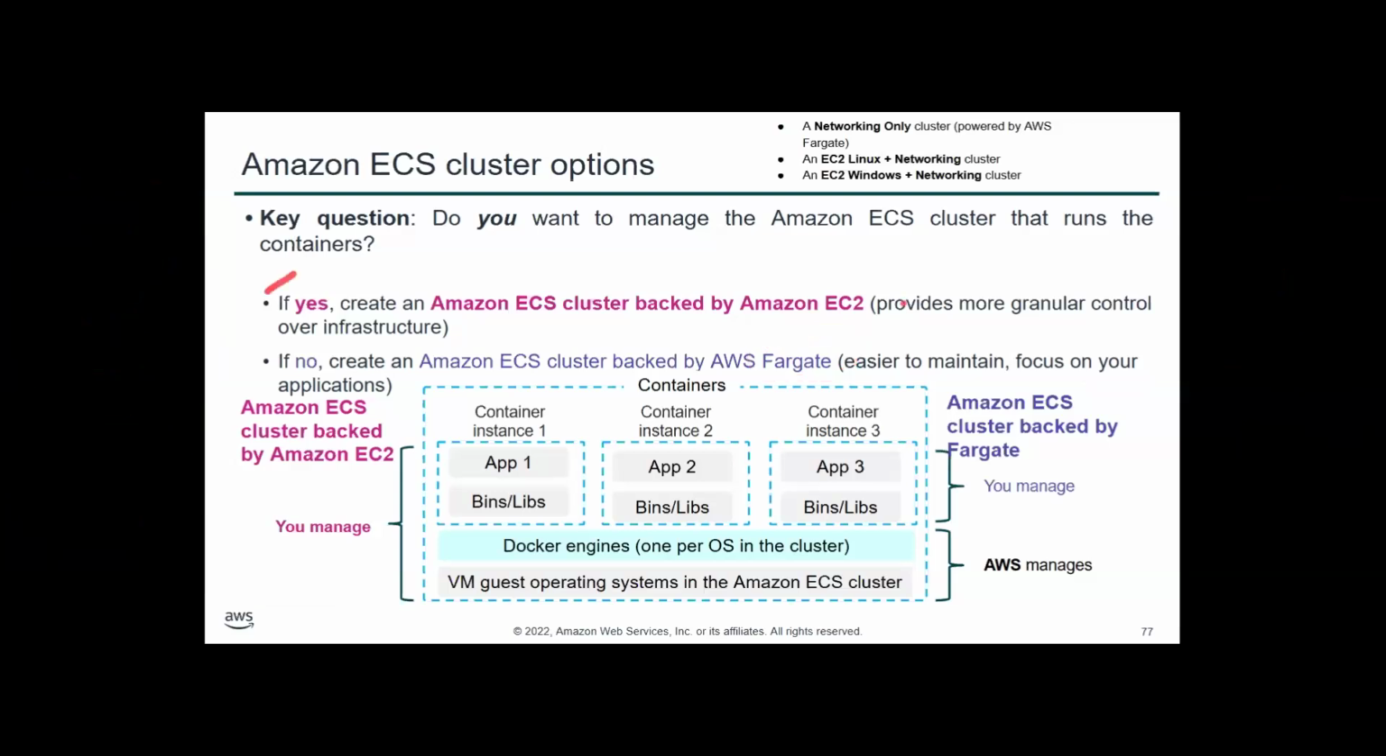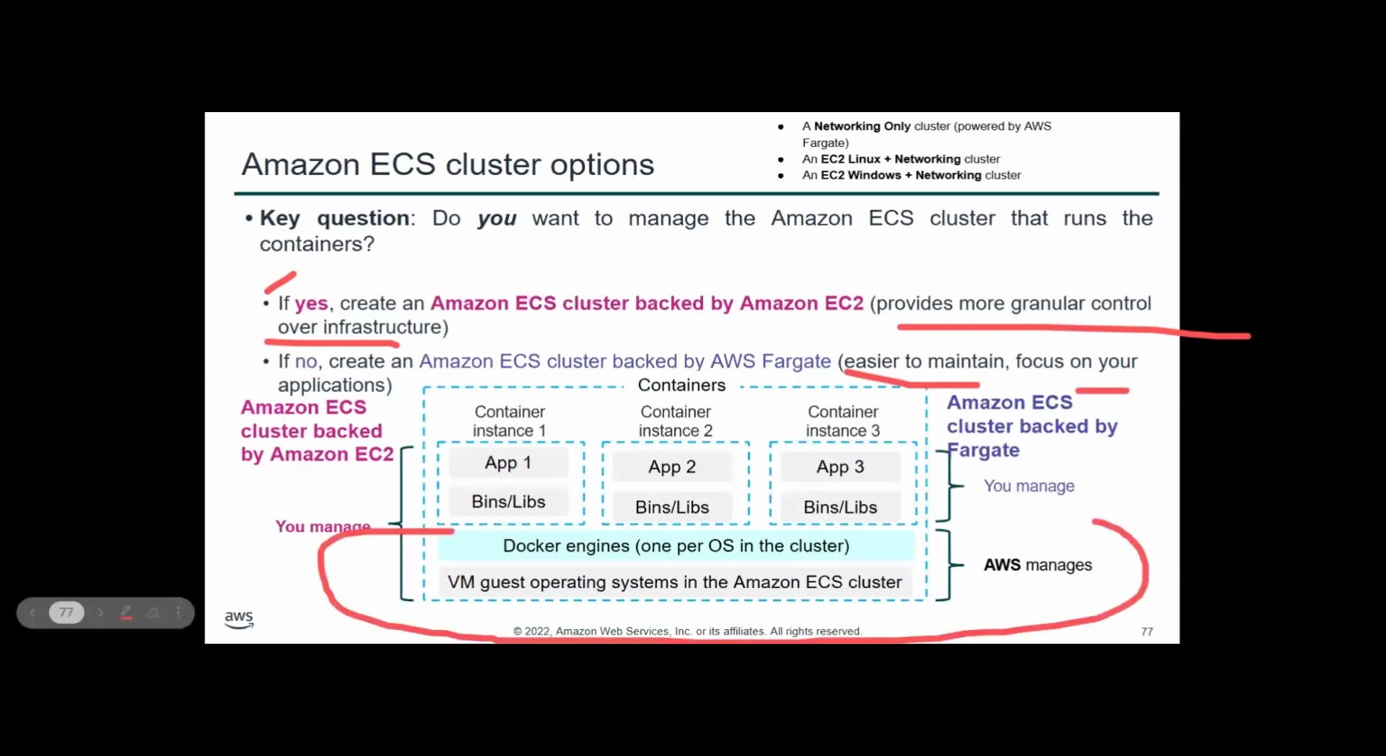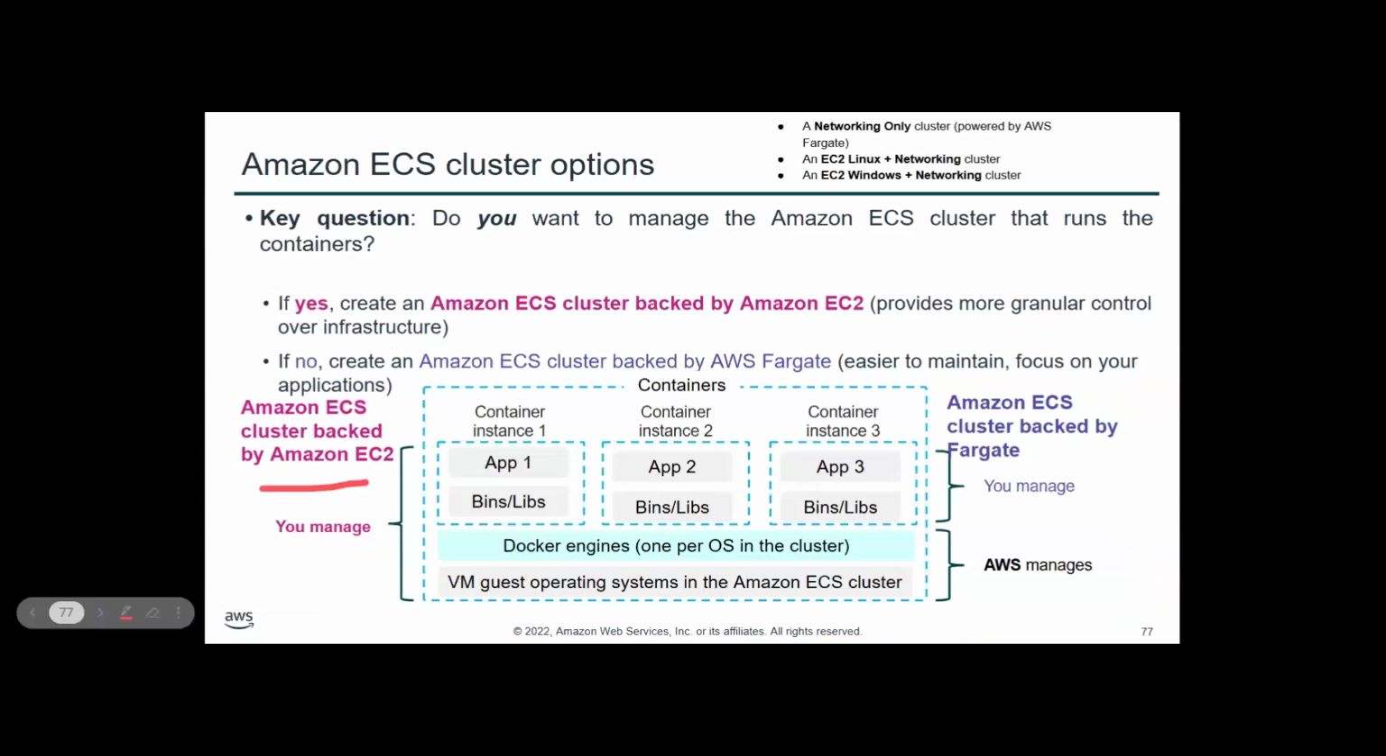If you go with EC2, you have to provide more granular control. That means you are creating the infrastructure, so you'll have more control. If you go for Fargate, you can maintain focus on your application, and the remaining things will be managed by AWS. In EC2, you have to manage the guest operating system, Docker engine, application, everything. Here AWS will manage the Docker engine and cluster. You just focus on your application alone. That's the advantage. Most people will be using Fargate only, because we don't want to take the headache of EC2.